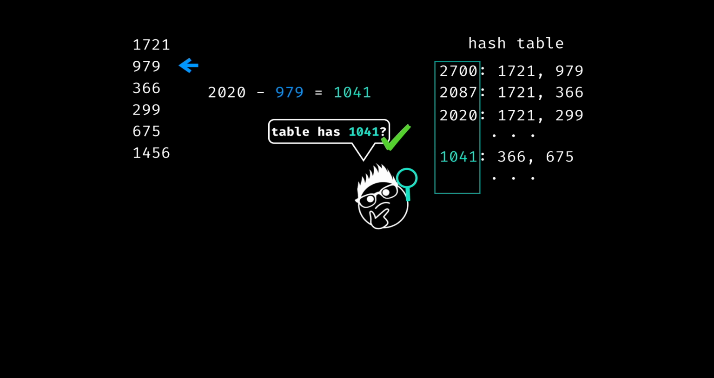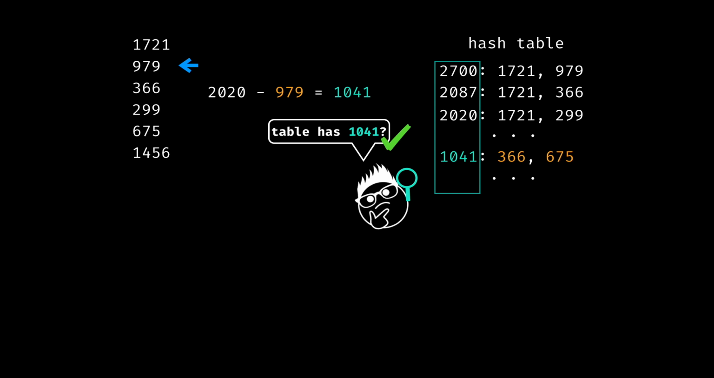How can I actually recognize that triplet? Well, one of the elements in the triplet would be the current number I'm iterating through, in this case, 979. And then the other two elements in the triplet would be what's associated with the 1041 in my hash table. So that would be the 366 and 675.